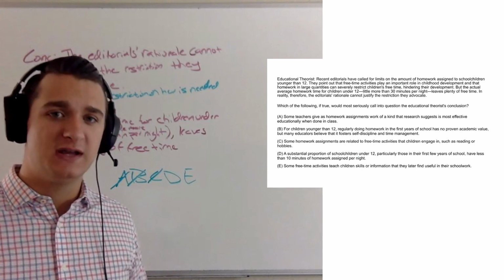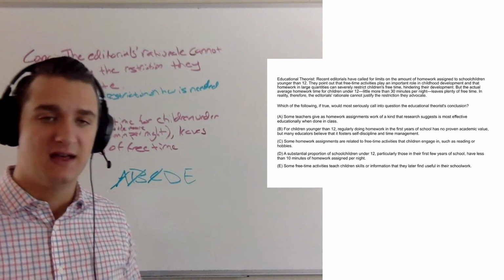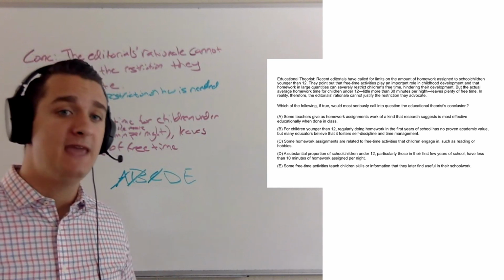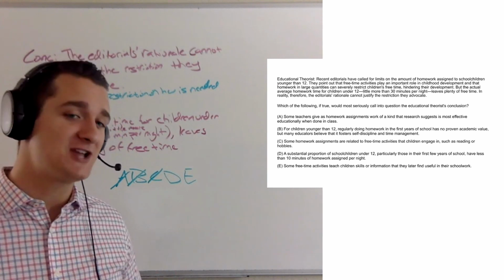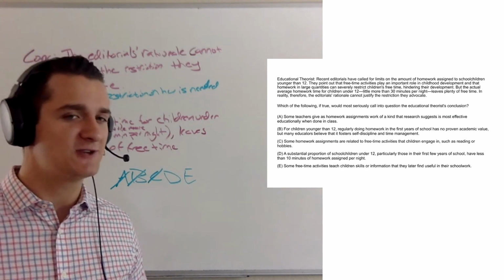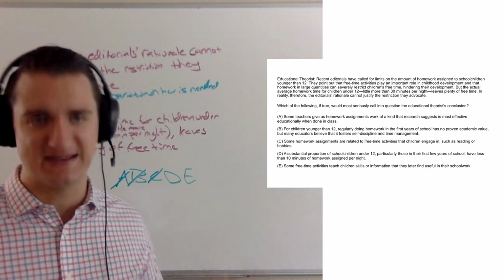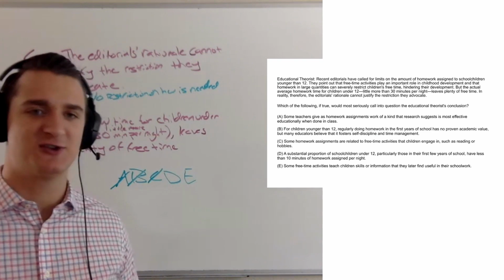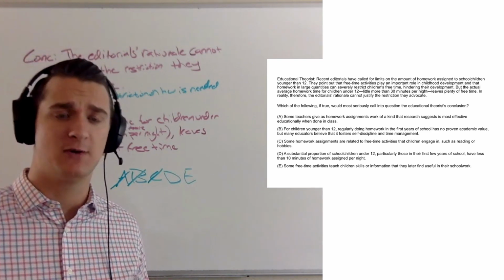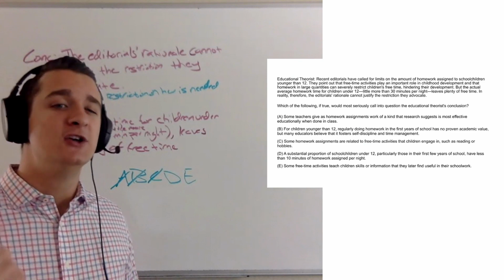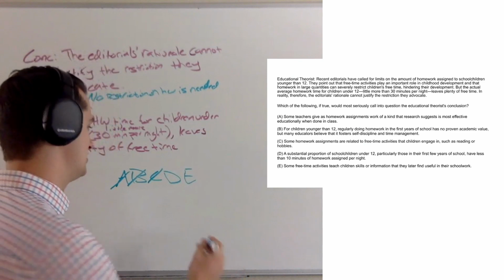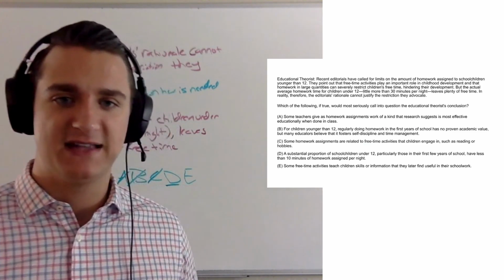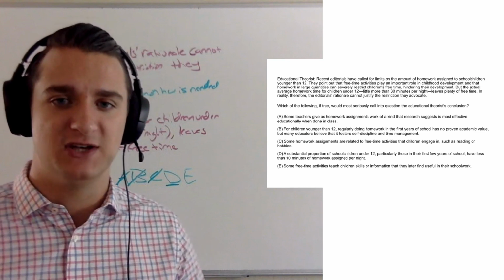That starts to call into question the reasoning of the educational theorist, because if a substantial proportion have more than 30, well, the educational theorist was just looking at the average. And maybe the restriction generally isn't necessary for everybody, but we actually do need to put the restriction in place because there are some students having way too much homework and we need to protect them. So D gives me reason to call into question the educational theorist's conclusion. I'll keep it in.